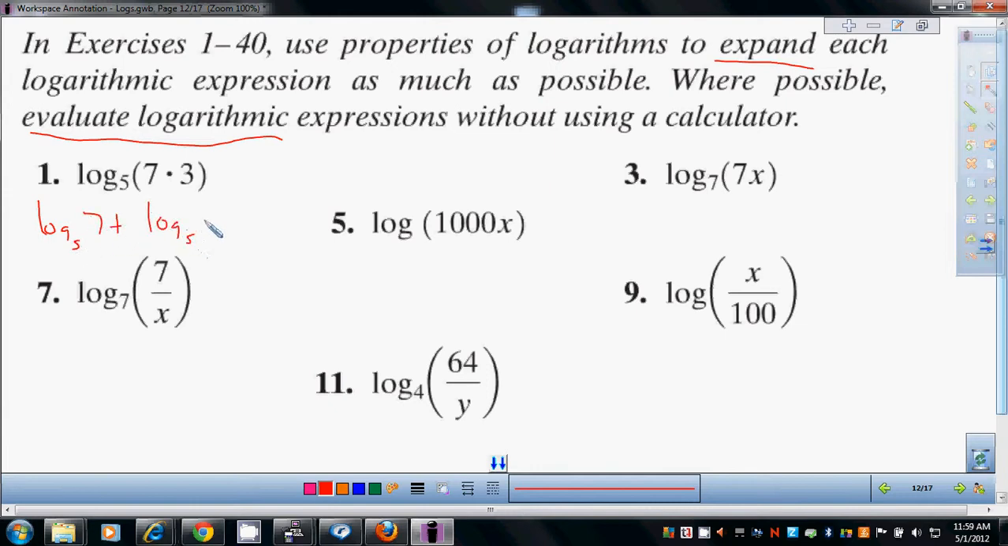Very good. Don't forget your base. Of course, all this was assuming you have the same base all the time, but you will all day. There's no 9. That's a log base 5 of 7 plus log base 5 of 3. Number 7 would just be log base 7 of 7 minus log base 7 of x. See, number 7 is a classic time where subtracting would actually make this simpler, because log base 7 of 7 is what? 1. So there's no point in doing this one. 1 minus log base 7 of x would be much more to the point. But anyway, that's neither here nor there.